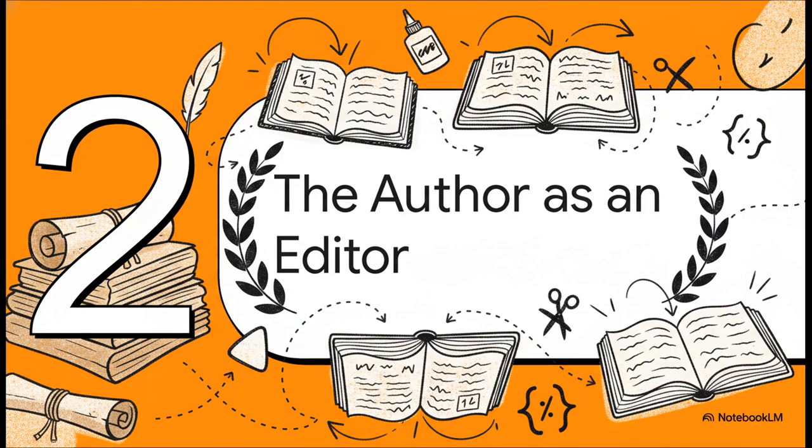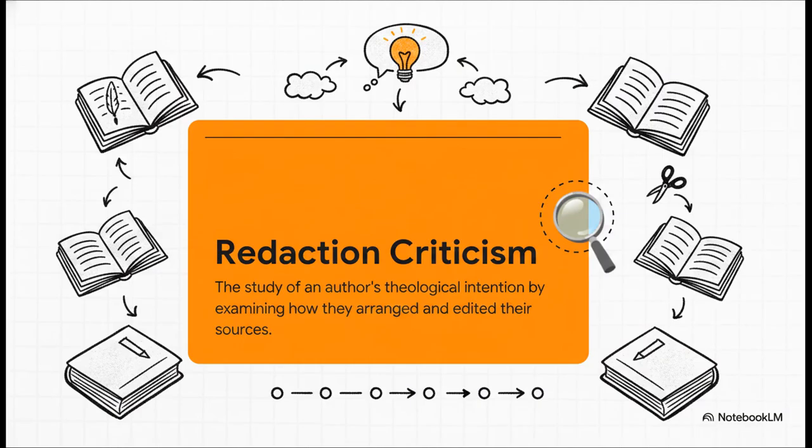This brings us to the key idea for this whole explainer. We need to start seeing these ancient authors, not just as writers, but as editors. Editors with a very specific agenda. Okay, so there's a fancy academic name for this tool. It's called redaction criticism. I know, it sounds a little intense, but the idea is actually pretty simple. It's just the study of how an author, like Matthew or Luke, acted as an editor. They chose which stories to include, they put them in a certain order, and they tweaked the details, all to get their own unique message across.